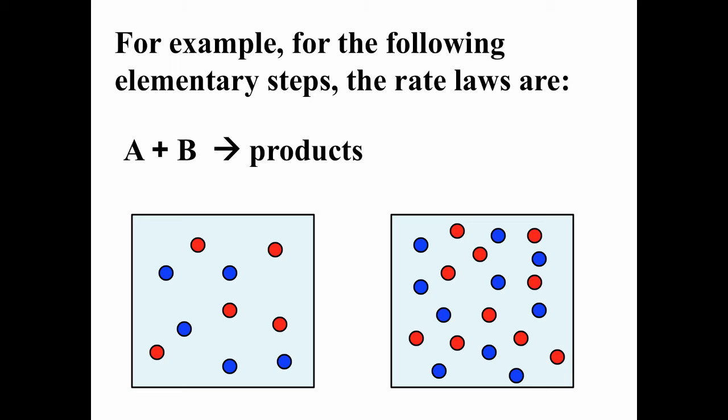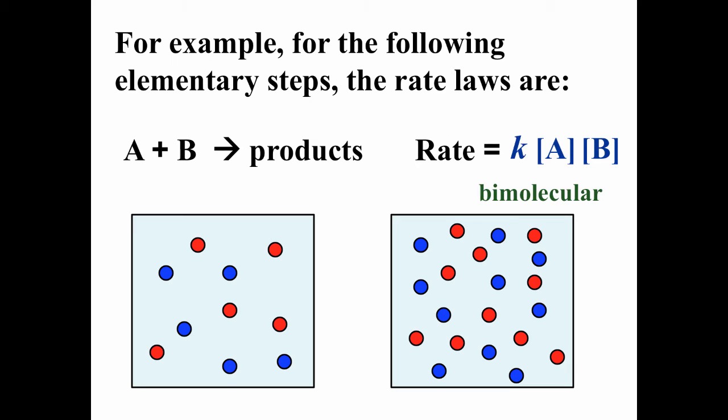In other words, because it's an elementary reaction, it's going to have a rate that's directly proportional to both A and B, so A to the first power, B to the first power, or first order, and this is called a bimolecular reaction. And again, remember, we can only write the rate law this way because this is an elementary step.